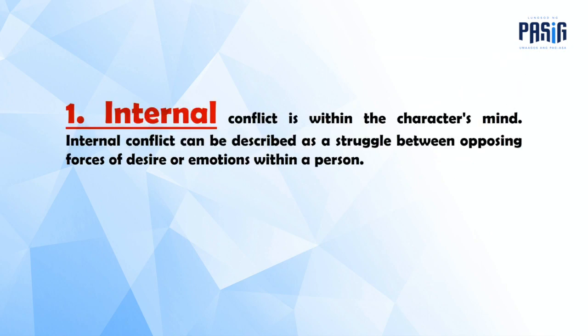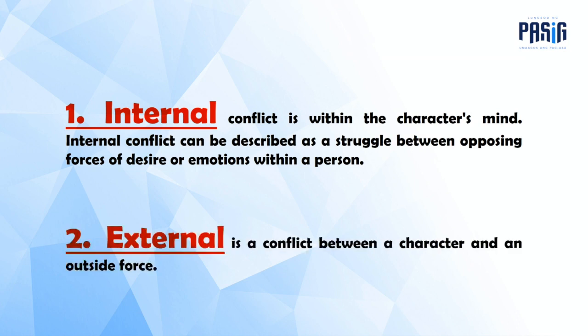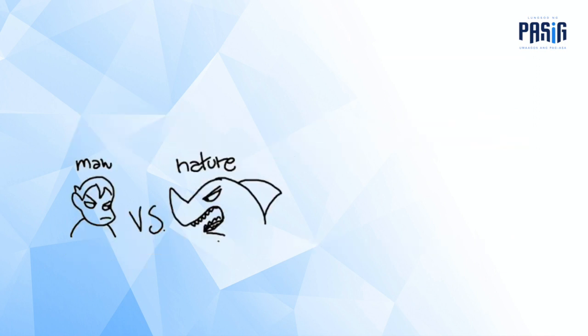There are two types of conflict in literature. The first one is the internal conflict, which is within the character's mind. Internal conflict can be described as a struggle between opposing forces of desire or emotions within a person. The second one is the external conflict, which is a conflict between a character and an outside force. We have different categories of conflict.